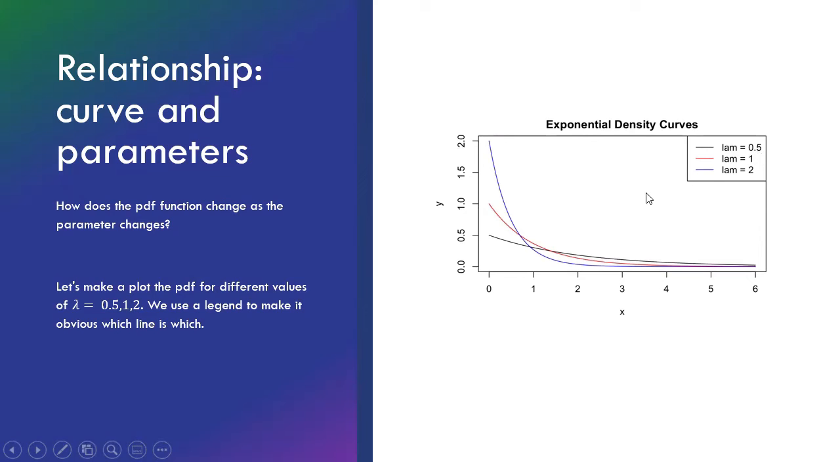When lambda equals 0.5, it's just a slight, smooth curve going down. But when lambda is bigger, it goes down really fast. Like within 1 unit, the PDF goes from 2 to about 0.25.